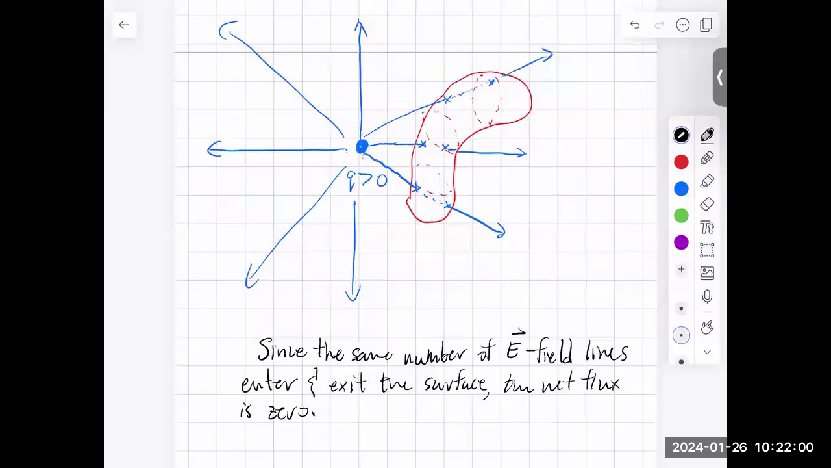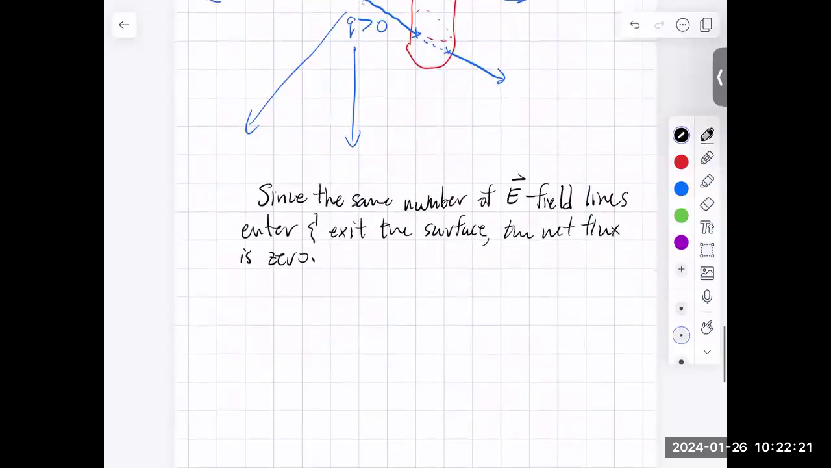So for a closed surface of any shape with any charge outside of it, you're never going to get any net flux. That doesn't mean the electric field is 0. We can see that the electric field at the surface is not 0 at a bunch of places, but the net flux is 0 because we get that cancellation from fields entering and exiting our surface.